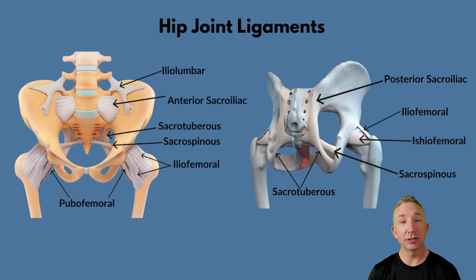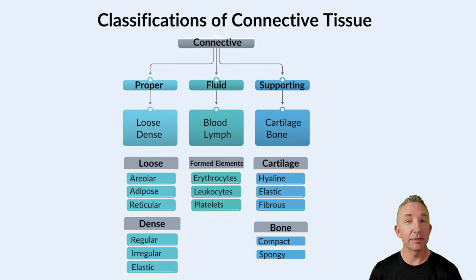We are getting into the last part of the skeletal system, looking at how we connect bones together, which are articulations. When we cover ligaments, remember this is a type of connective tissue. As I pull up this chart that we've covered previously, there are 4 types of tissue in the body: epithelial, connective, muscle, and nervous. And now we're talking about connective tissue. There are 3 types: connective tissue proper, fluid, and supporting.